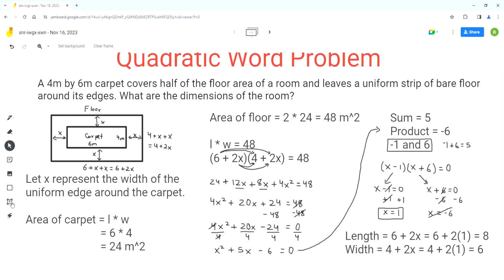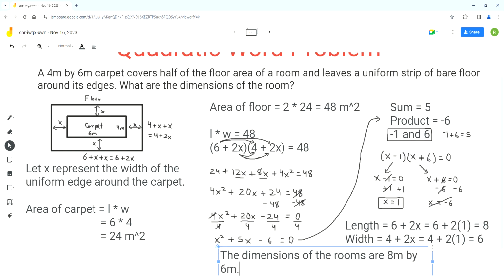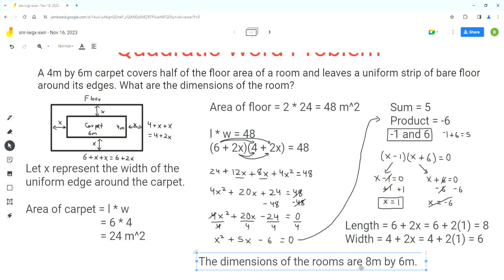And we can summarize our answer in the form of a closing statement with the appropriate units. So our final answer or the closing statement can be the dimensions of the room are 8 meters by 6 meters. So this is how we can summarize our answer.